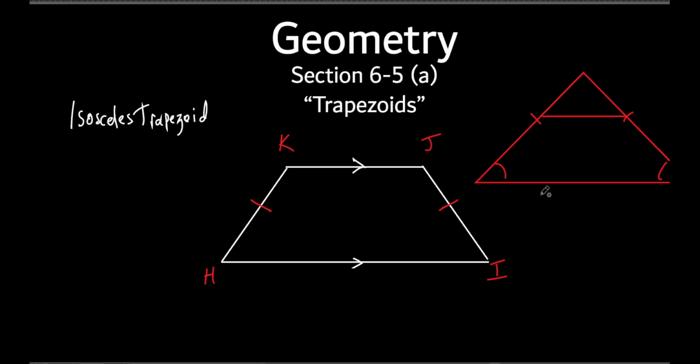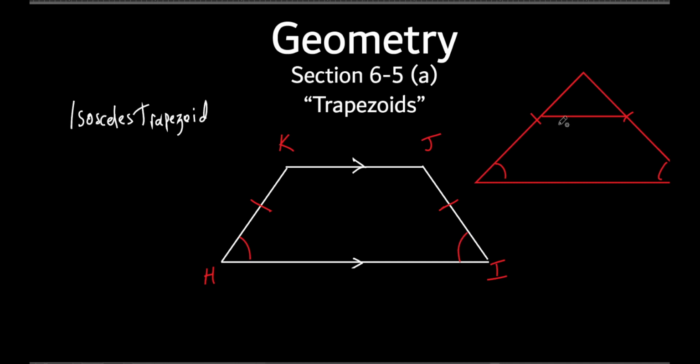So take a wild guess what you think might be equal to each other in this isosceles trapezoid. Give me angles. Give me letters. KH and JI. They're angles. Angle H and angle I. And they are equal to each other, okay? And it's a theorem, okay?